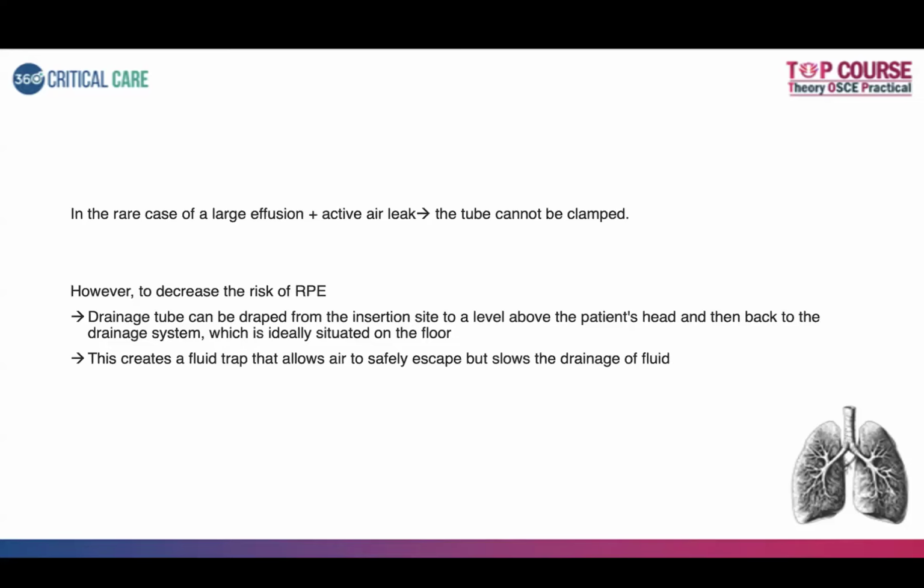So to reduce the risk of re-expansion pulmonary edema in this subset of patients, what can be done? You can take a drainage tube and drape it from the insertion site to a level above the patient's head and then back to the drainage system, which is ideally on the floor. Now, what this does is it creates a fluid trap that allows the air to escape freely but slows the drainage of fluid. So this is an important scenario that can be asked in the practical exam, and it was asked. So that is why I've put this slide specifically.